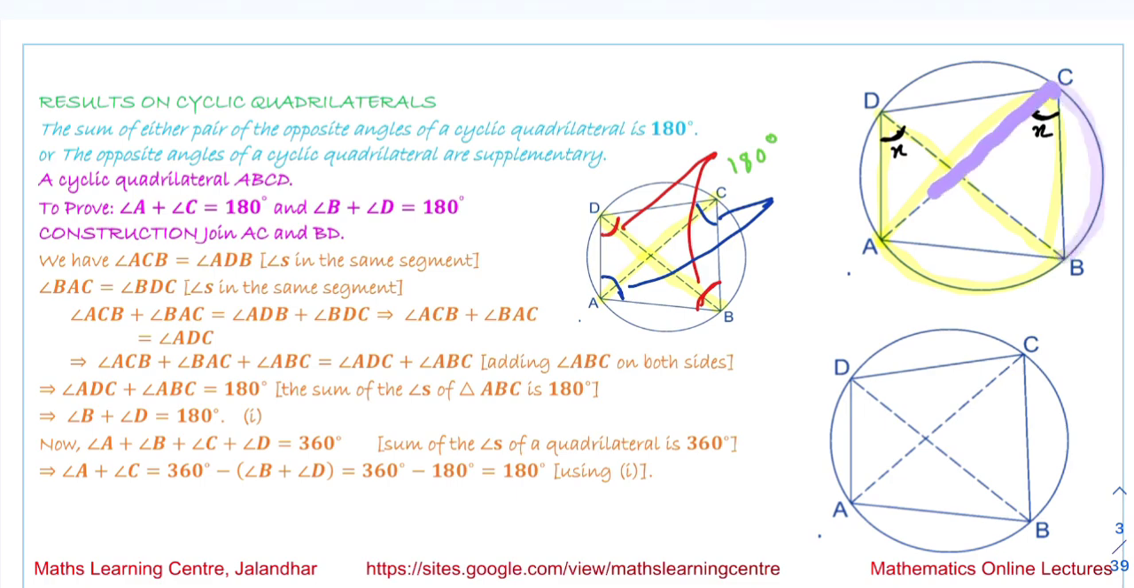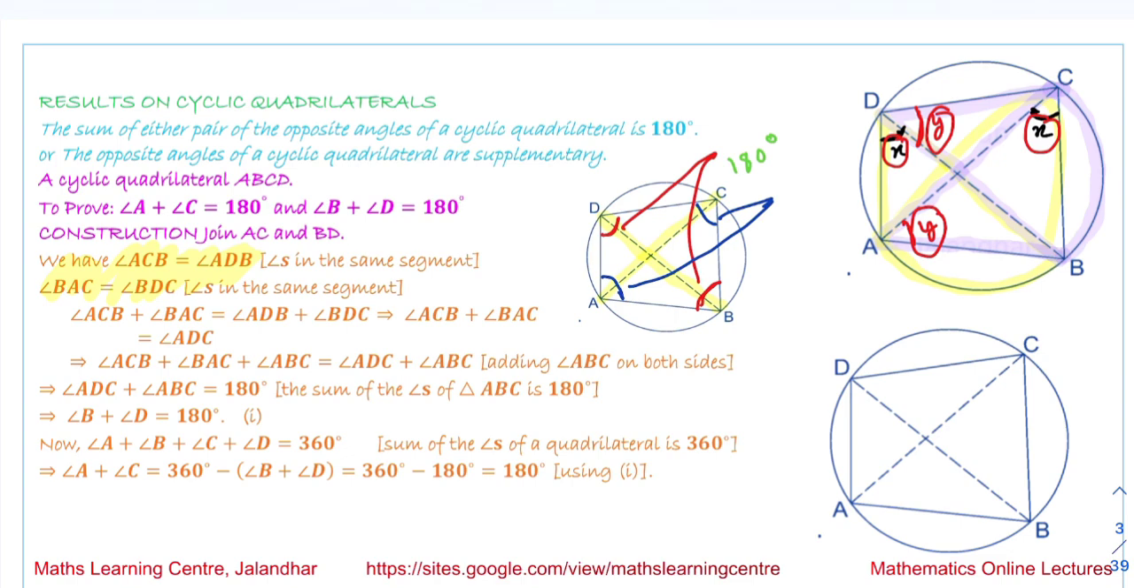Similarly, look at this arc BC. For BC, we have angle CAB and angle BDC. Both these angles are equal, and we say the value is y. So we have two equations mentioned over here: these two angles are equal, and these two angles are equal.